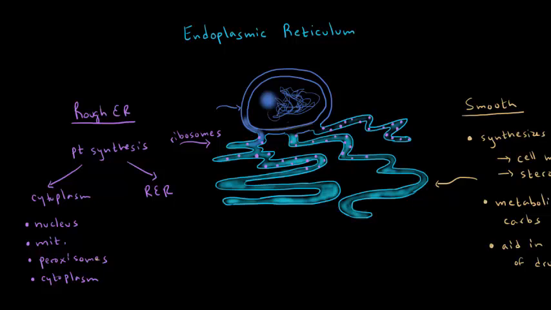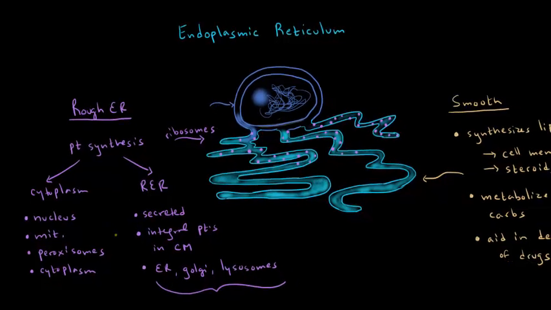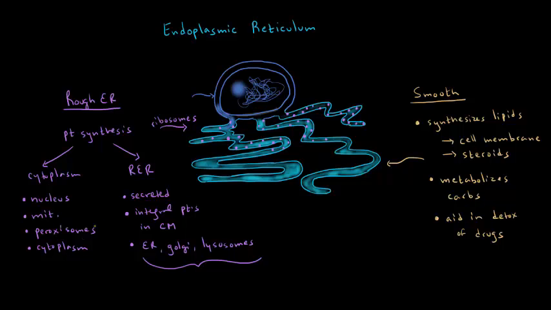In contrast, proteins that are synthesized in the rough endoplasmic reticulum will either be secreted into the extracellular environment, or they will end up becoming integral proteins in the cell membrane, or they might remain in the endoplasmic reticulum, Golgi apparatus, or lysosomes. And you'll see in a few moments why I'm grouping these three organelles together. And I just want to mention as a side point that another thing that happens in the rough endoplasmic reticulum is post-translational modifications of proteins. For example, the formation of disulfide bridges in proteins, that happens in the rough endoplasmic reticulum.